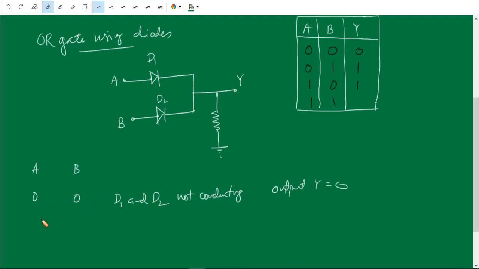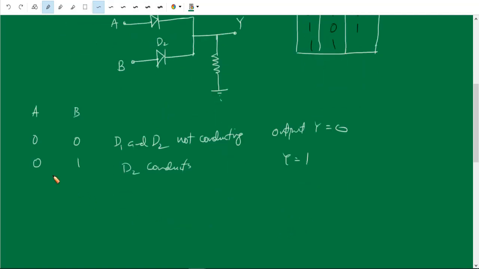Now next, A is 0, B is 1. B is 1, that means 5 voltage. If we apply 5 voltage here, then diode D2 conducts. Therefore, this 5 voltage will reach here. So the output will be 5. Output is 5, that is 1.